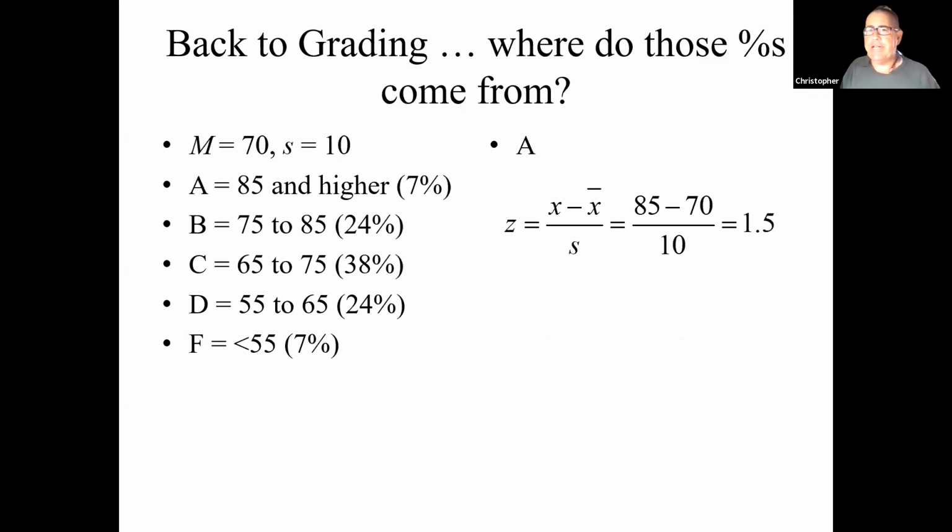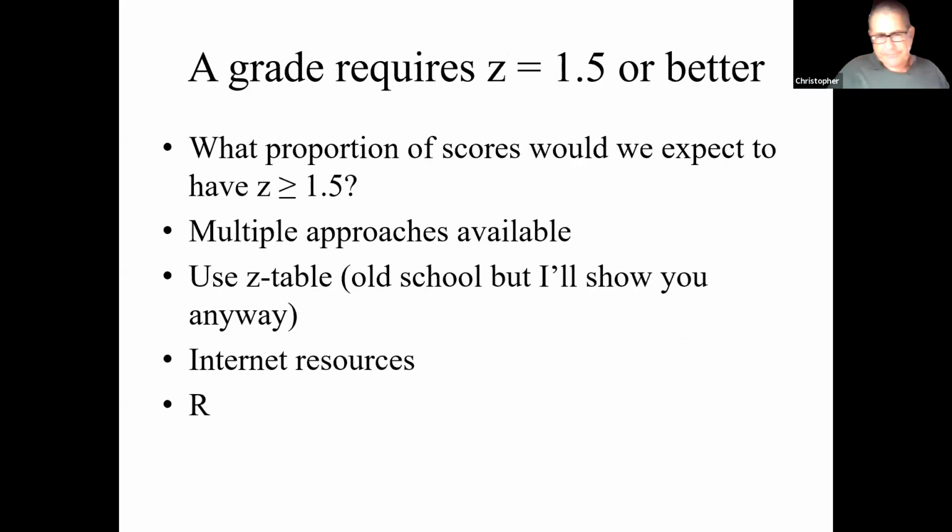Where did those percentages that I threw up come from? How did I get to about 7% for a Z-score of 1.5 for the A? Well, let's take a look at what a Z-score of 1.5 means. So we're going to be asking what proportion of scores would we expect to have Z of 1.5 or higher. There's multiple approaches available.